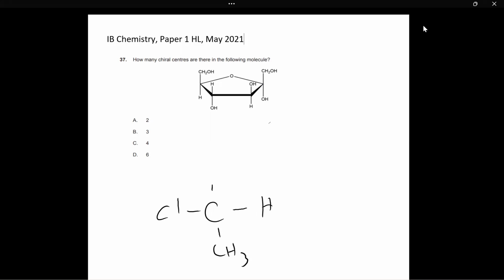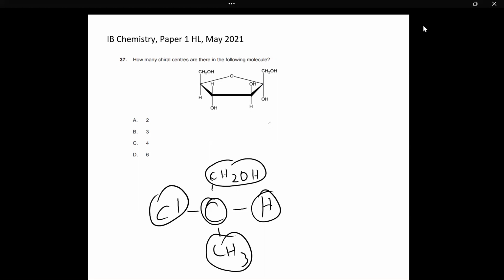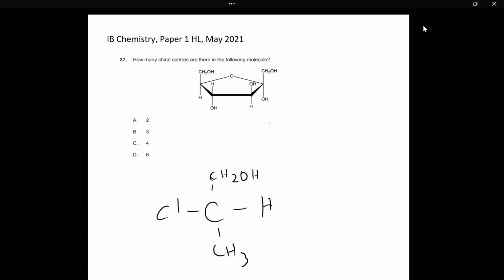So a chiral center can look something like this. As you can see, this carbon over here has four different groups attached to it. All these groups are different to one another, as you can see in very obvious ways, right? So this carbon over here would be considered as a chiral center.